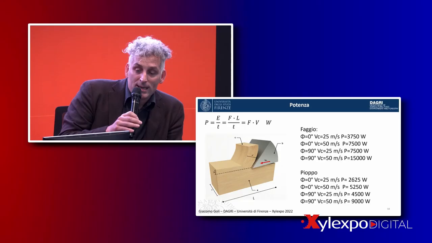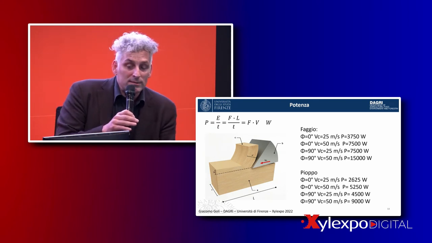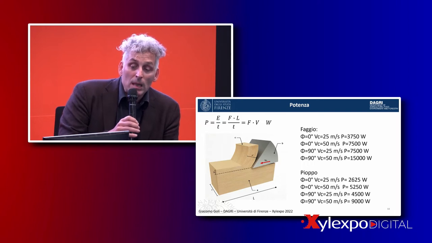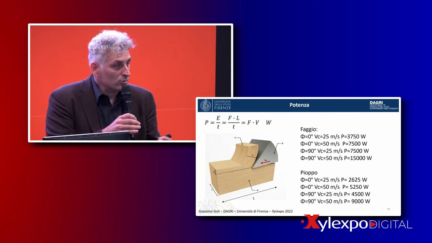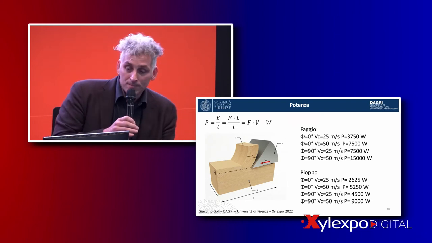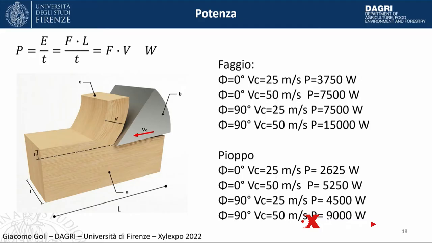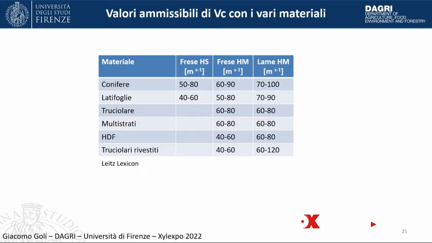You see that with poplar, working at 0.25 meters per second speed, 3,750 watts are absorbed. If I'm going faster, 50 meters per second, I need more power, 7,500 watts. If I work perpendicular to the heads, so 25 meters per second, the power needed is 7,500 watts. And so on.